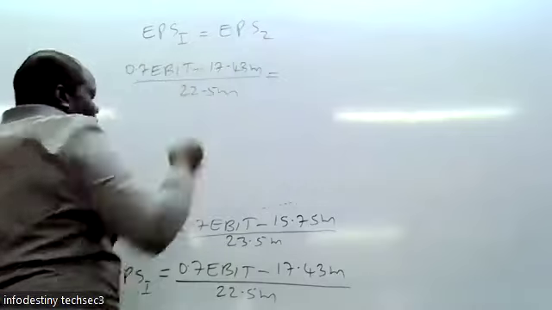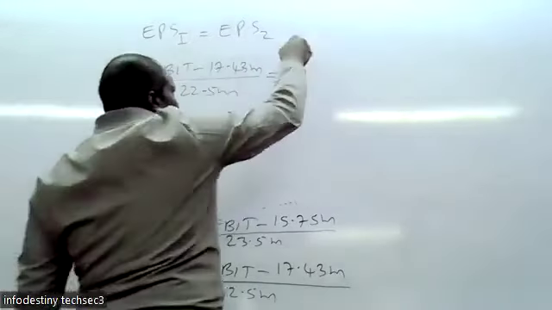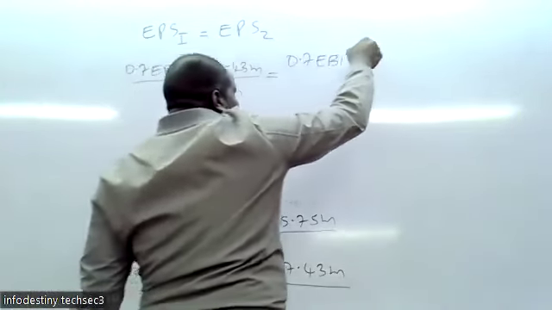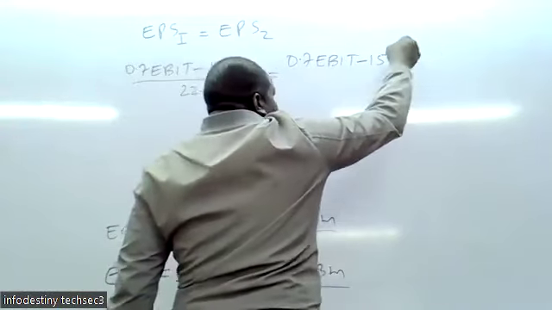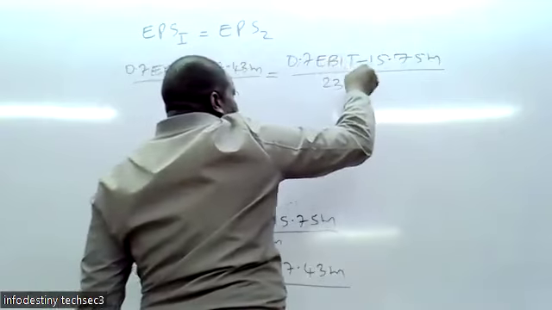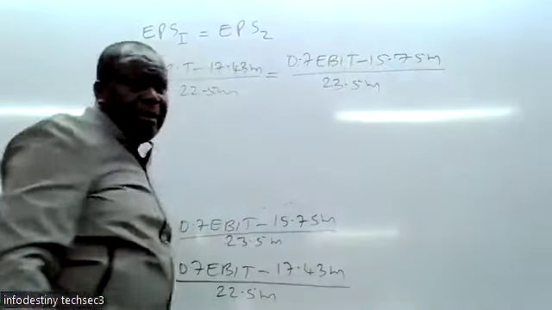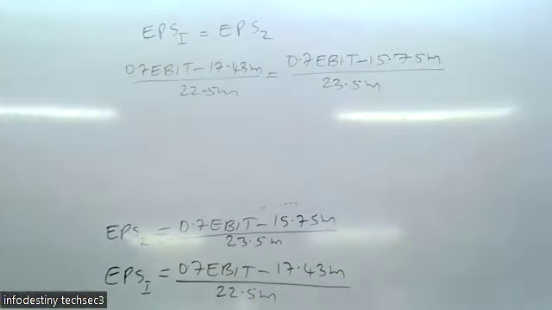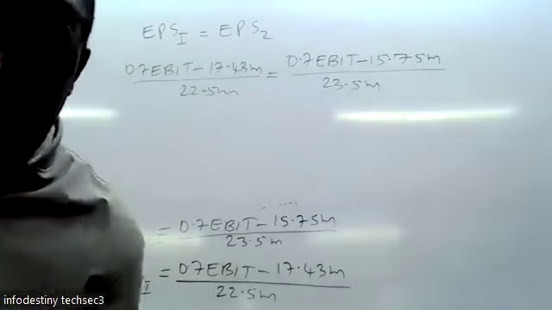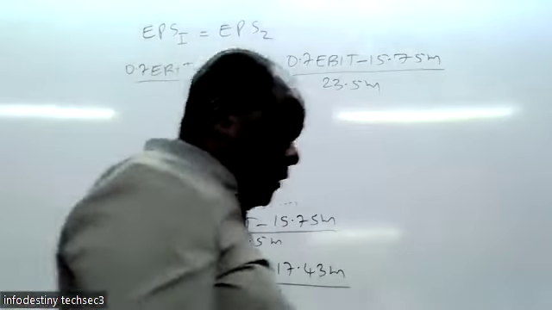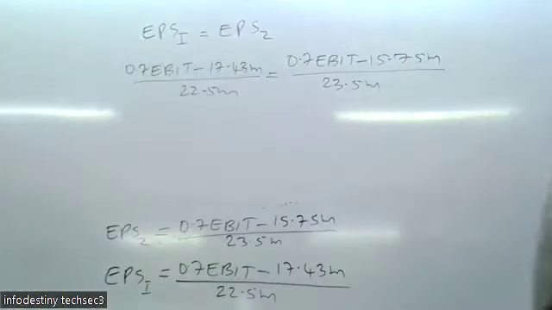For option 2, we have seen it is 0.7 earnings before interest and tax, we subtract 15.75 millions, and you also divide by 3.5. So I want you to cross multiply those two equations, and make earnings before interest and tax the subject.